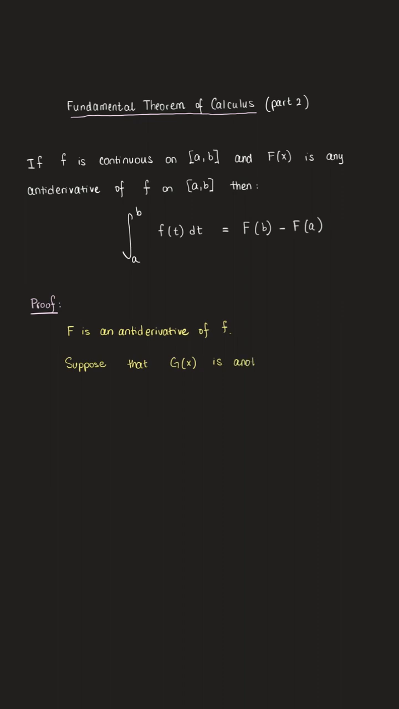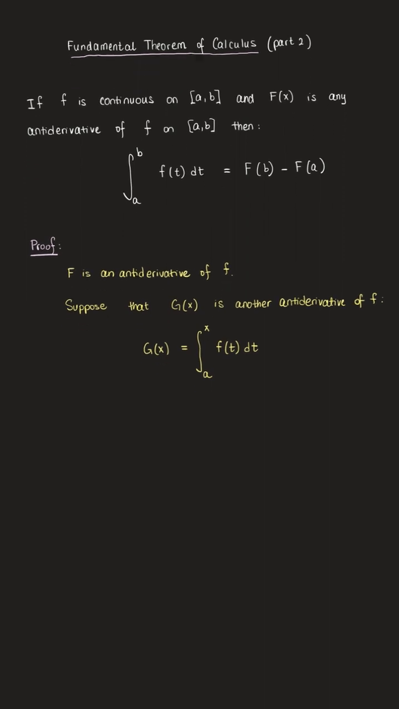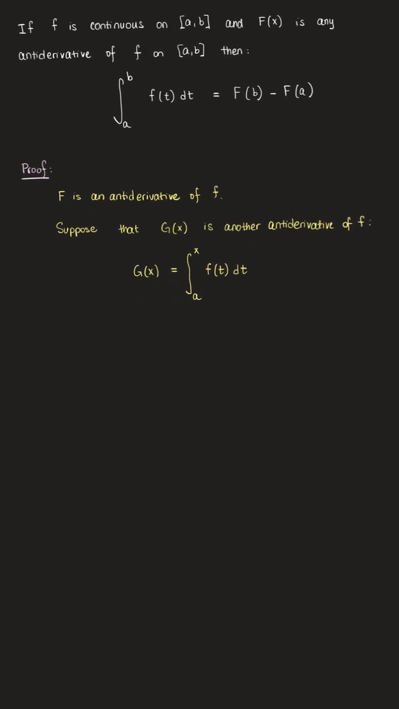And remember that one function has an infinite number of antiderivatives, and that they differ by a constant. So we have another antiderivative of f, little g of x, and this one looks like the area accumulation function. Remember that in fundamental theorem part 1, the area accumulation function is an antiderivative of f of t, because when we take its derivative, we get the original function evaluated at x. So let's suppose that g is another antiderivative, and it's the accumulation function.